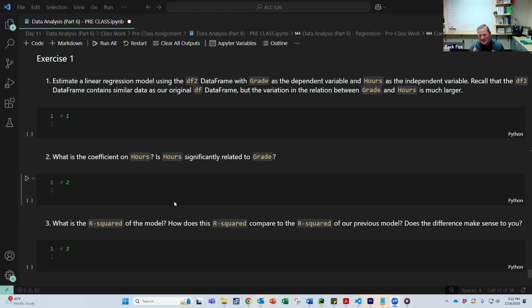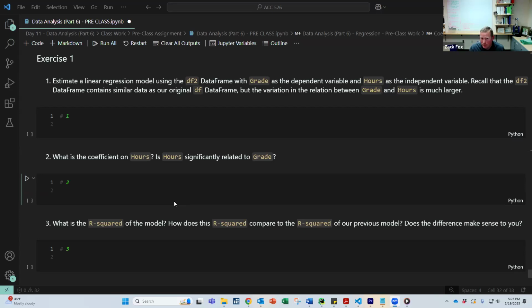So pause this video, attempt this exercise, and see what you can come up with. Essentially, what I'm wanting you to do is this: data frame 2 is related to the second set of grades that we did up above before. Now, what is the coefficient on hours? That's what I'm wanting you to determine. And is hours significantly related to grade? So we just did this with the first data set. Now I want you to do it with the second data set.